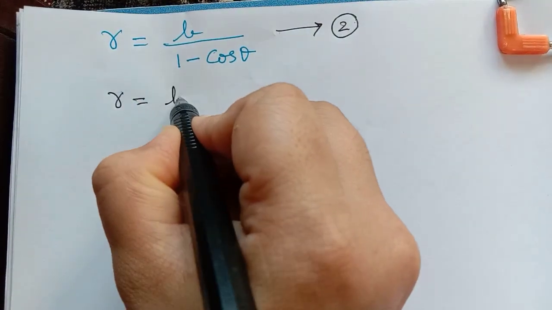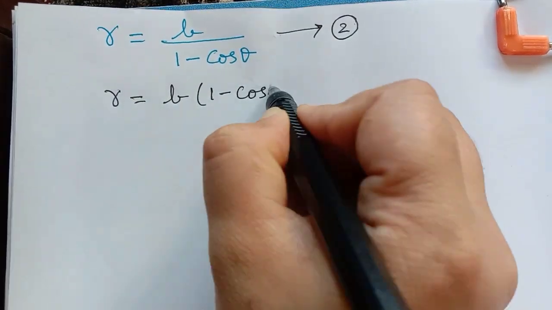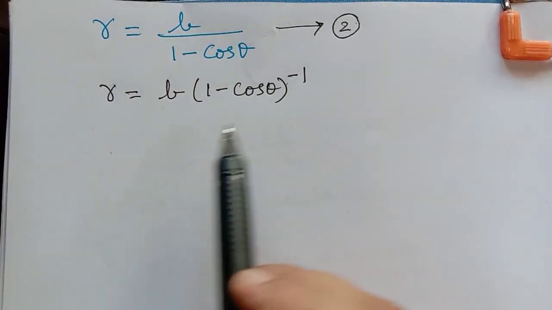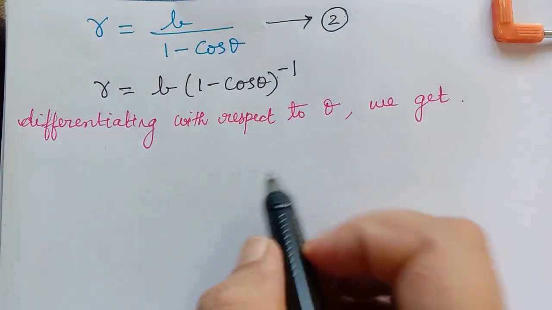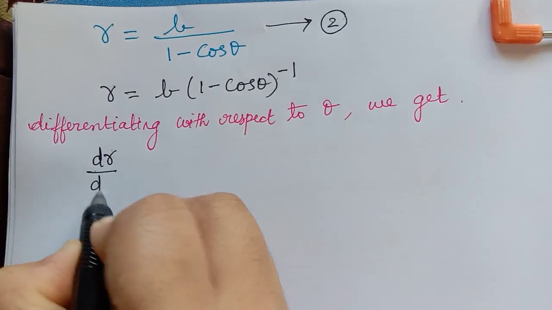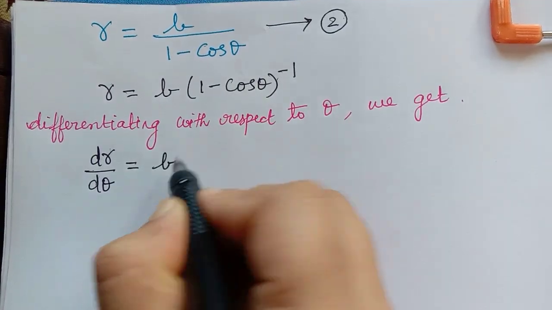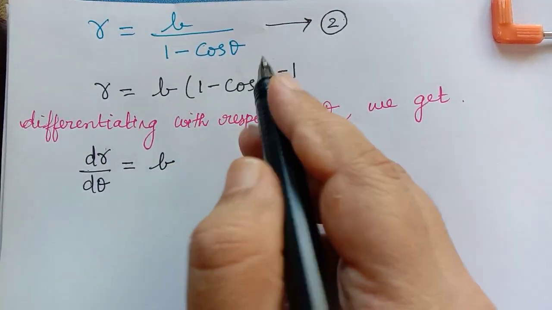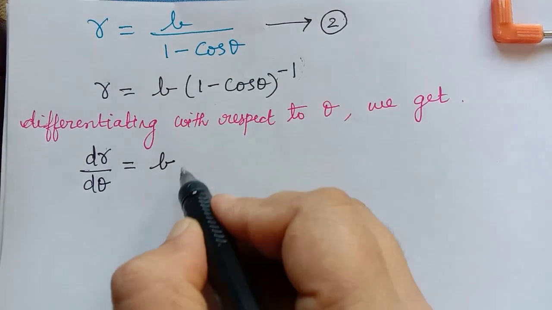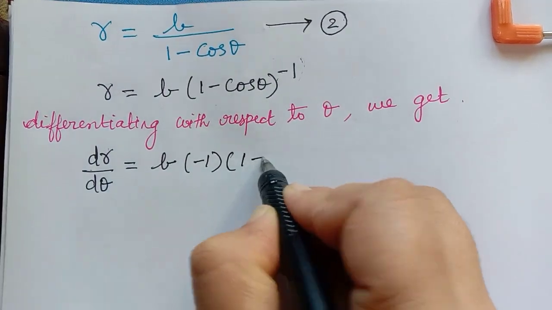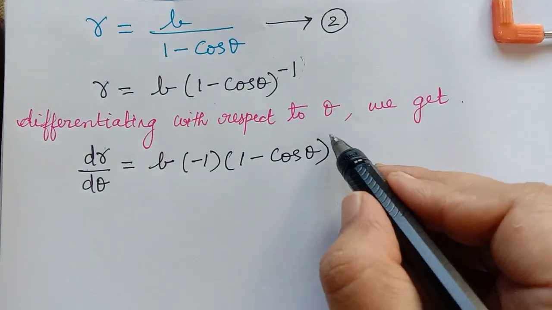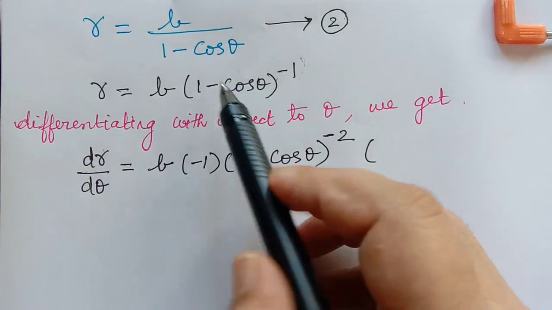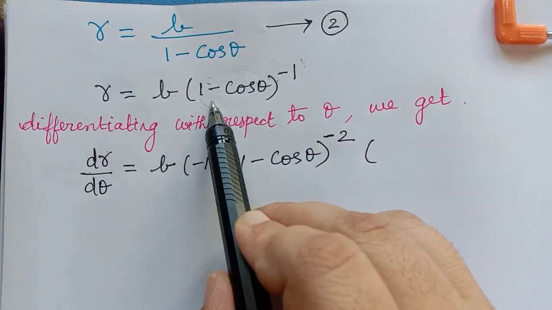So this can be written as b multiplied with (1 minus cos theta) raised to the power negative 1. Now let us differentiate on both the sides with respect to theta. So differentiating this with respect to theta, we get dr by d theta is equal to b multiplied with, like how we did the previous curve, in the same way we have to use the x to the power n formula over here, where the value of n is negative 1. So minus 1 multiplied with (1 minus cos theta) raised to the power minus 2, multiplied with whatever is inside the bracket, that also we have to differentiate by using the chain rule.